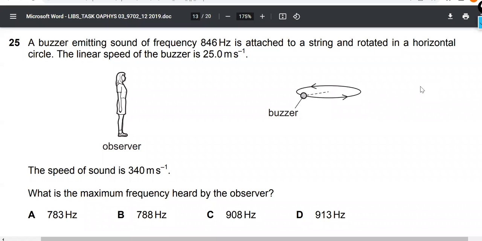All right, in this work example, we'll be taking a look at a question which assesses your mastery of the learning outcome associated with the Doppler effect. The question reads, a buzzer emitting sound of frequency 846 hertz is attached to a string and rotated in a horizontal circle. The linear speed of the buzzer is 25.0 meters per second. There you see a little figure with an observer and that buzzer. The speed of sound is given 340 meters per second, and the question is, what is the maximum frequency heard by the observer?